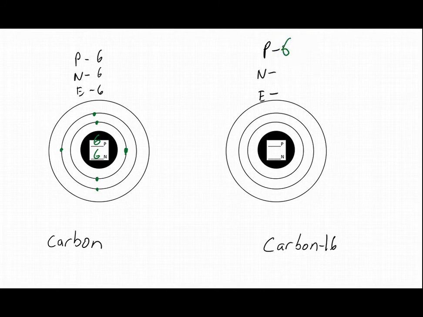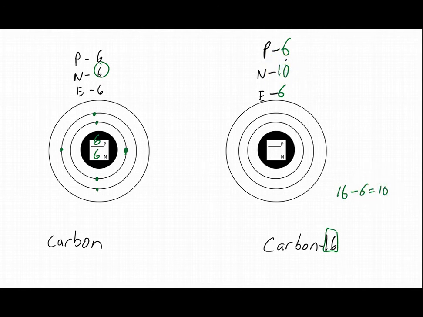Now, any isotope is still going to have the same number of protons. If it had a different number of protons, it would be a different element. This is a neutral isotope, so it is still going to have the same number of electrons as protons. The difference between an isotope and a regular atom is that there's a different number of neutrons. So here we had 6. Now to figure out the number of neutrons, we use our mass number, which is 16, subtract our protons, and you get 10 neutrons.